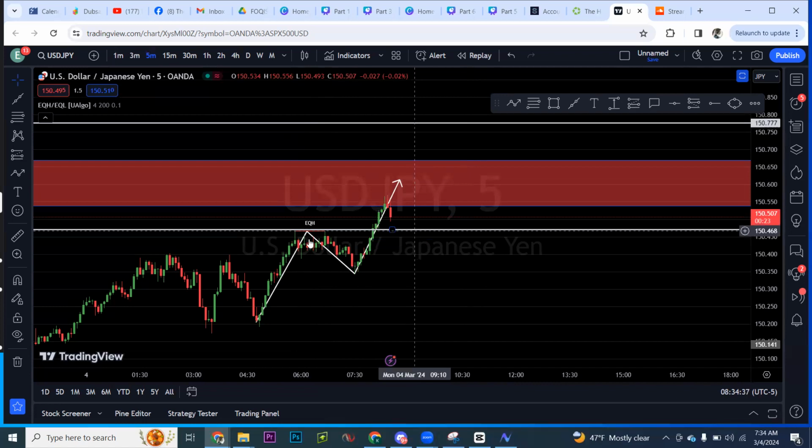All right, go ahead. So this break of structure right here, price will come back to it and retest it.